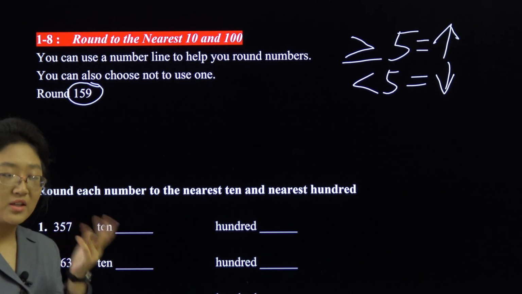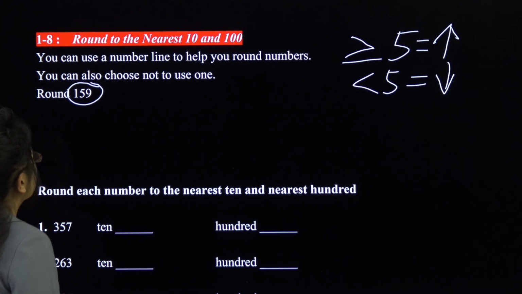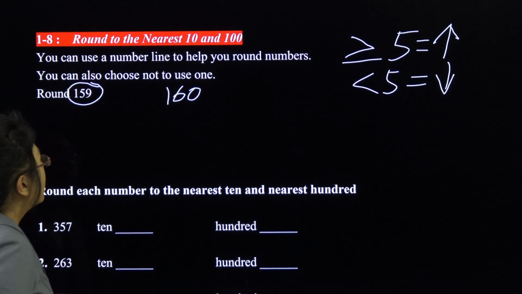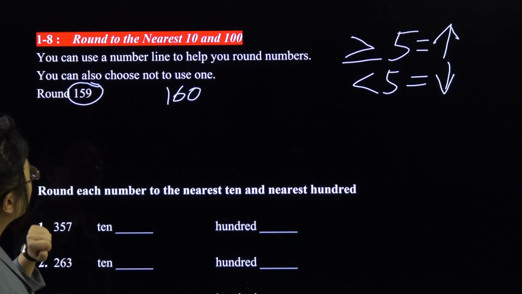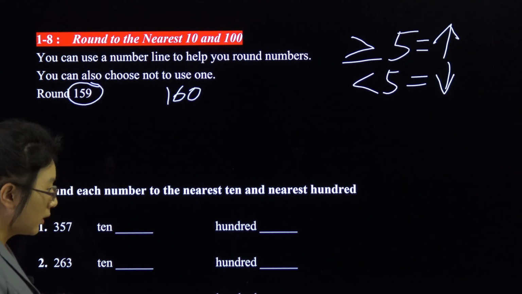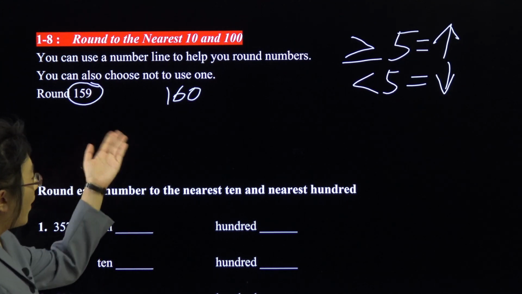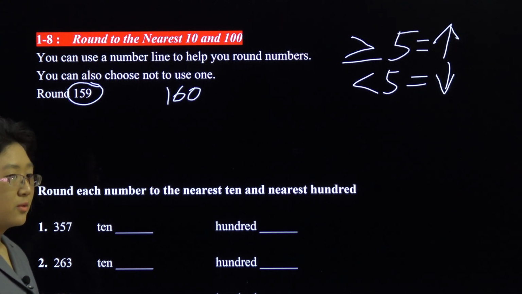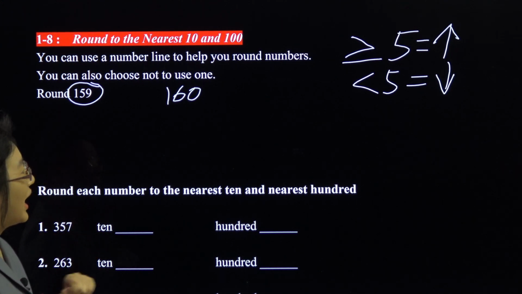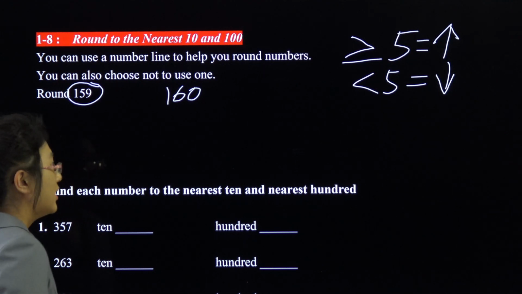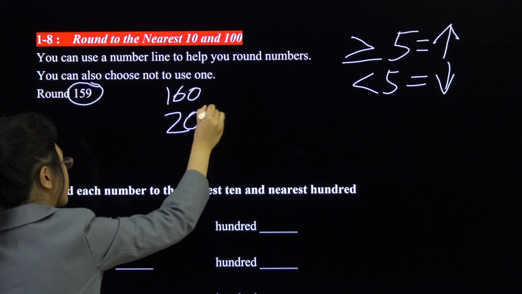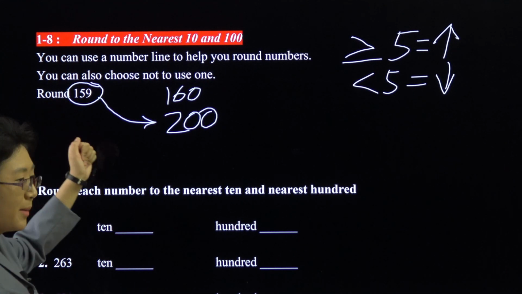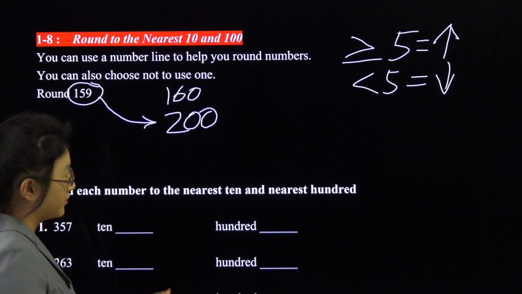So what's the ones place? It's a 9. 9 is bigger than 5. Therefore, we round up to 160. Now, how would we round to the nearest 100? Well, what's the place value one right of the hundreds? Tens. We look at the tens place, it's a 5. 5 is equal to 5, so we round up. And we get 200. Because when you round up from 100, you get to 200.